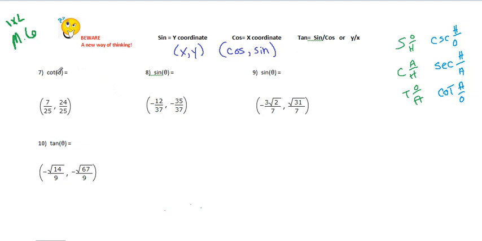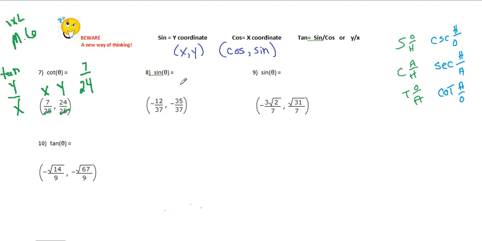All right. For number 7, it's asking for the cotangent. This is x, this is y. Remember, tangent is y over x, so cotangent is going to be x over y. Good news here is that these cancel out, and so we have 7 over 24. Now, one thing you have to be careful of: if you end up with a fraction that can be reduced, you want to go ahead and reduce that.